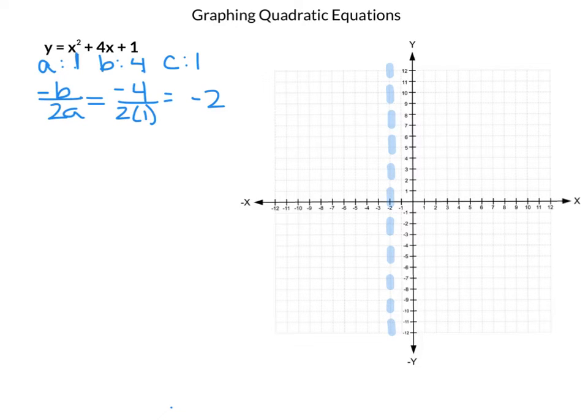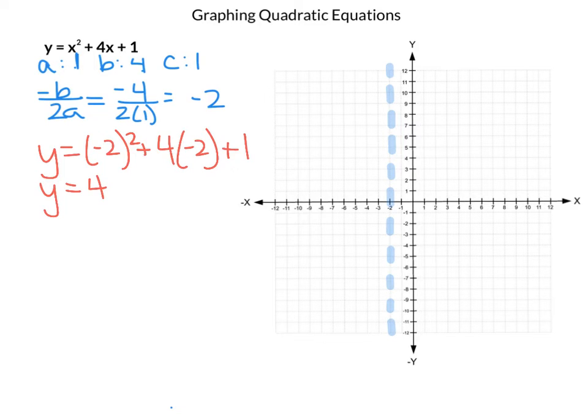Okay, then I'm going to go back here and take that negative 2 and substitute it in for x in my equation. So I have y equals negative 2 squared plus 4 times negative 2 plus 1. So y equals negative 2 squared is 4. Then I have 4 times negative 2, which is negative 8, so minus 8 plus 1, which means y is going to equal negative 3.